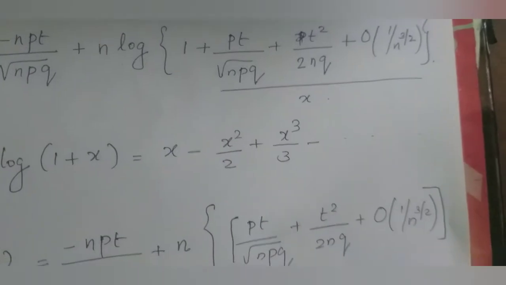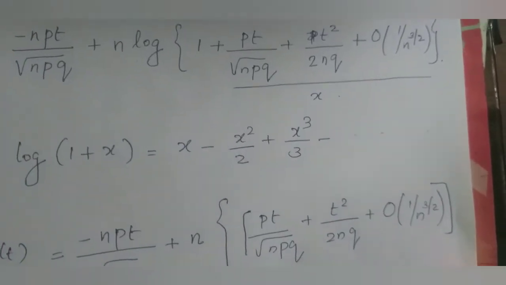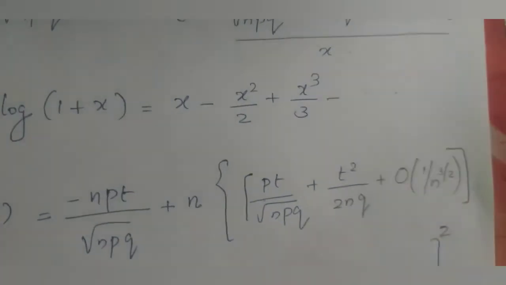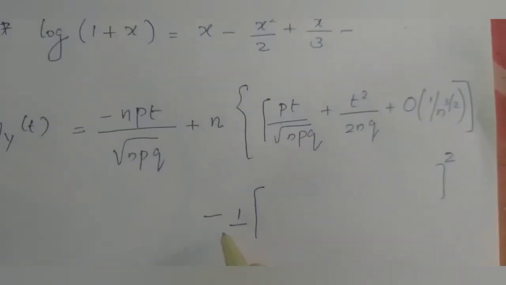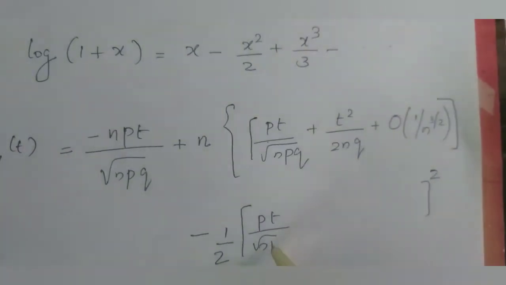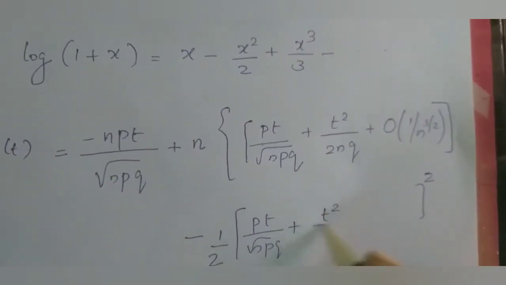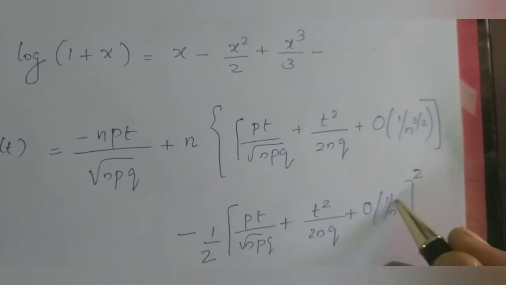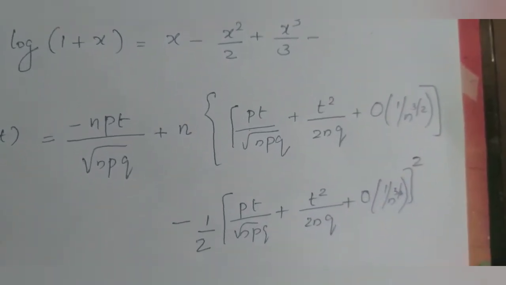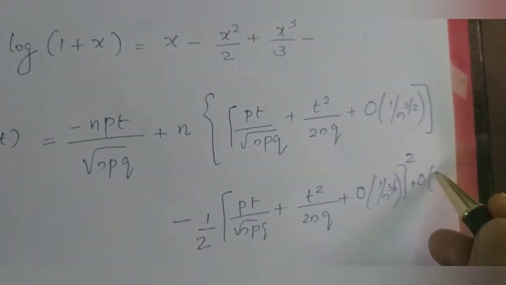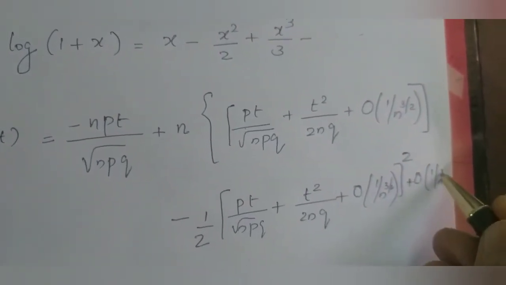Then the next term is minus this term whole square. What is this one? x square divided by 2, that is pt divided by root of npq plus t square by 2nq plus order of this term. Then etc. We can write this also as order of 1 by n raised to 3 by 2.